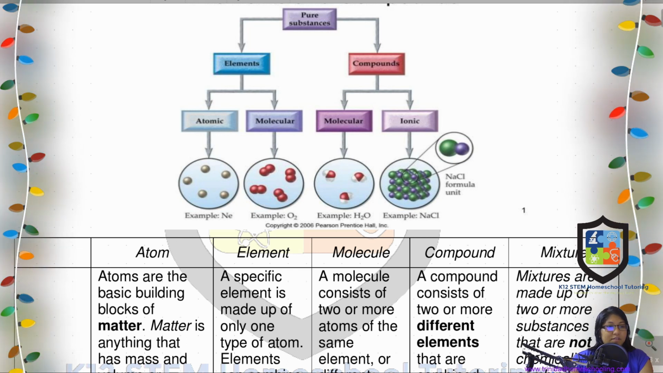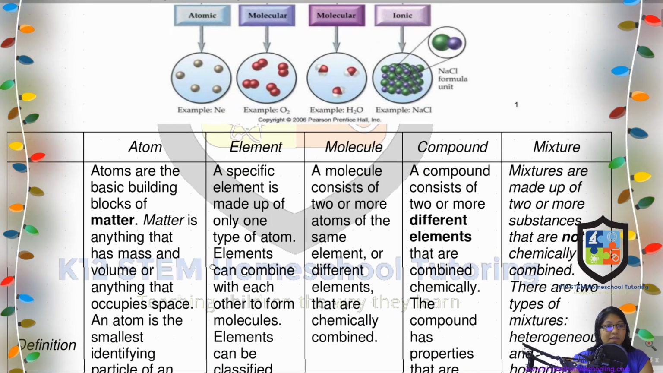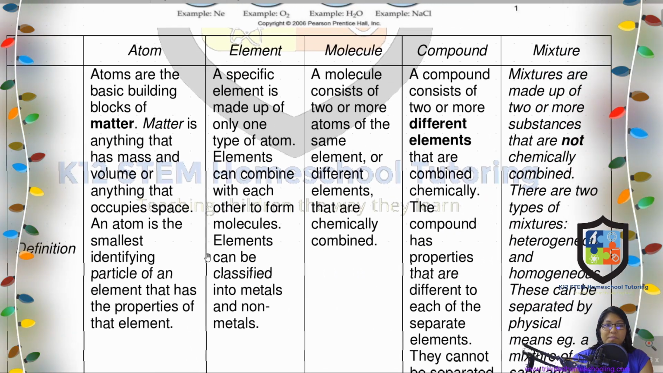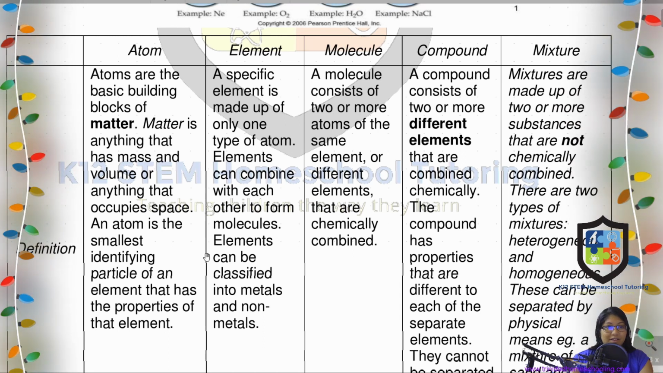So an atom, as you would see here in the notes below, what an atom is. So an atom or atoms are the basic building blocks of matter. Now remember, matter is anything that has mass and volume. Alright? Or the definition for matter is anything that occupies space. Now you learned the definition for matter in the lower forms, and you also learned the 3 states of matter. Alright? Now an atom is the smallest identifying particle of an element that has the properties of that element.